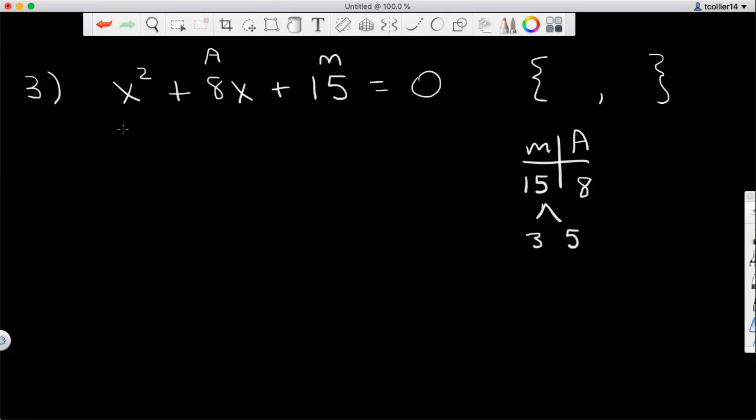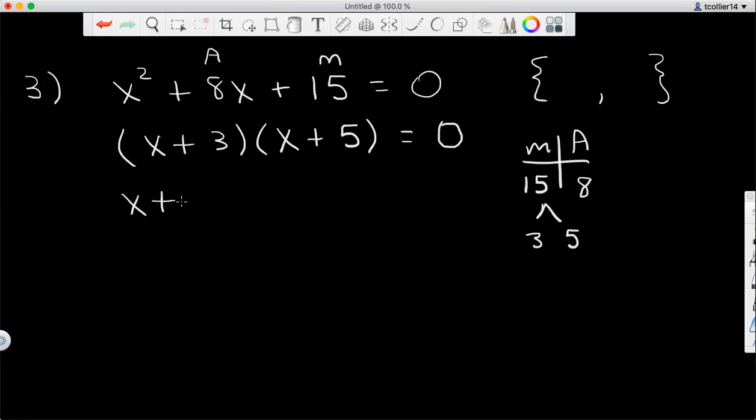So I'm going to factor this as x plus 3 and x plus 5. And the whole thing is still set equal to 0 because it's an equation. Okay, so now I can separate it into two different solutions. I'm going to have x plus 3 is equal to 0 from the first factor. And I'm also going to have x plus 5 equals 0 from the second factor.